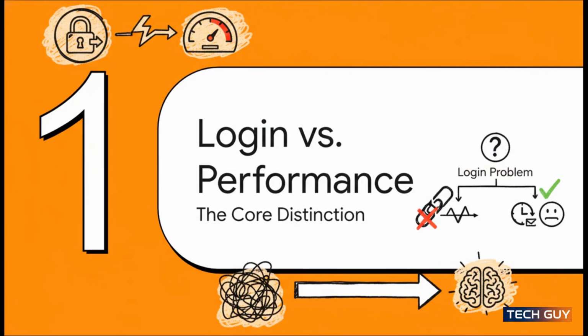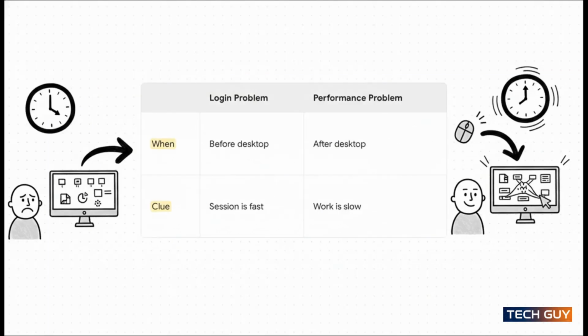So this gets us to the single most important idea in Citrix troubleshooting. Seriously, understanding the fundamental difference between a login problem and a performance problem. That is the key. Once you can see this distinction, all the chaos starts to make sense. Okay, so check this out. It's actually super simple when you lay it out like this.